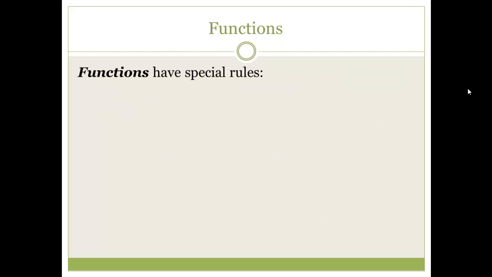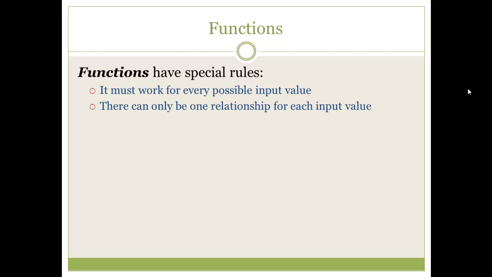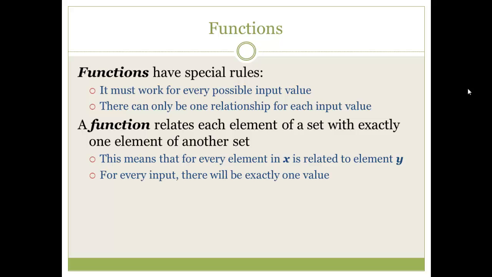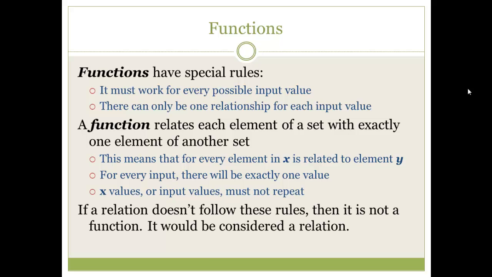Functions have special rules. It must work for every possible input value, and there can be only one output value for each input value. The formal definition of a function is that a function relates each element of a set with exactly one element of another set. This means that every element x is related to element y. For every input, there is exactly one output value. And finally, the input values cannot repeat. If a relation doesn't follow these rules, then it is not a function, but instead would be a relation.